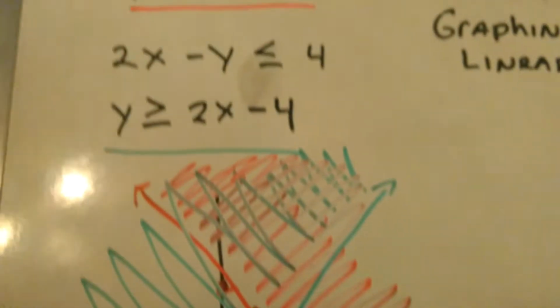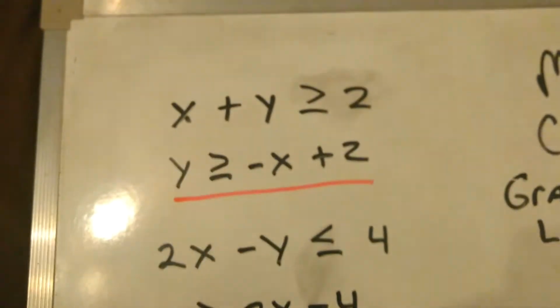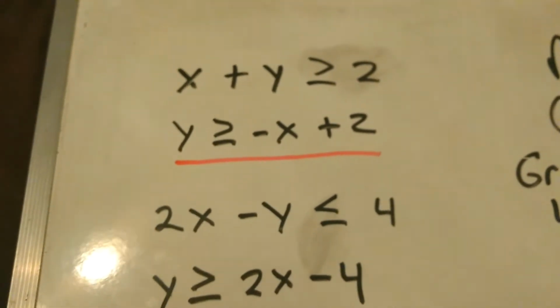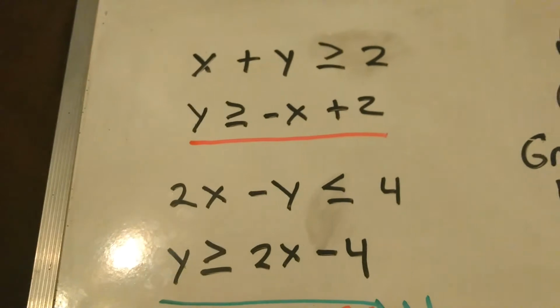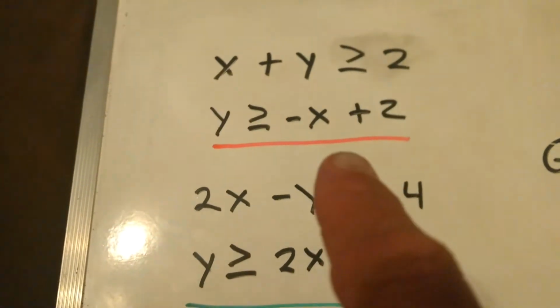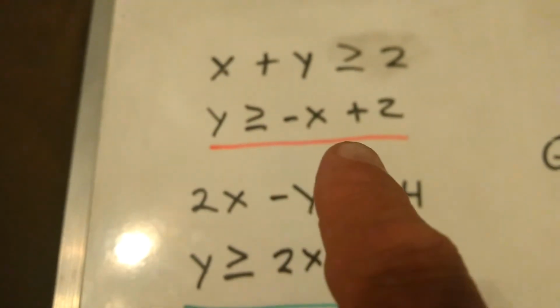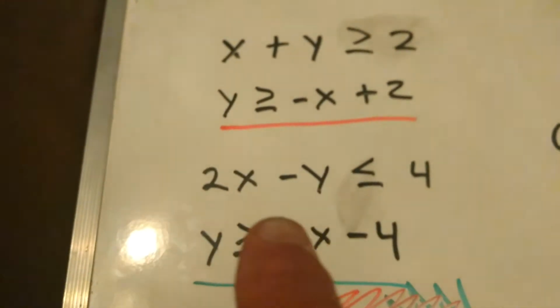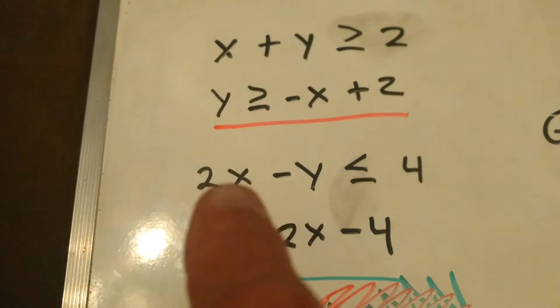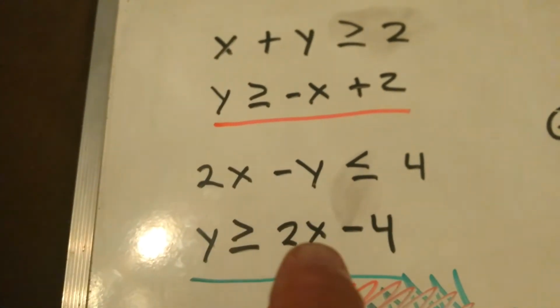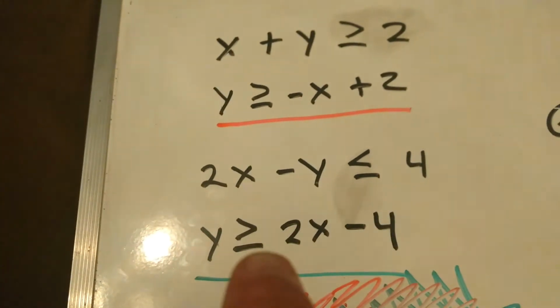We come here to this system of two equations. The two equations we have are x plus y greater than or equal to 2, which of course I subtracted the x over and put it in slope-intercept form. The other equation is 2x minus y less than or equal to 4, which I subtracted the 2x over, then multiplied by a negative. And then I have to flip the sign.